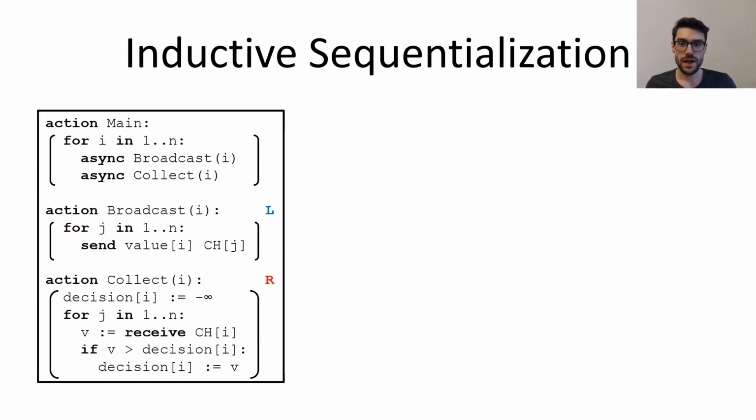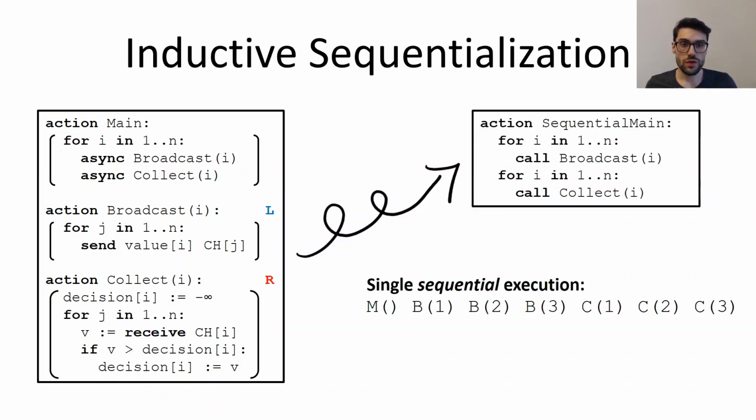Now that our program consists of coarse-grained atomic actions, there are two important observations. First, these actions again have mover types. Concretely, action broadcast is a left mover and action collect is a right mover. And second, while this program has fewer interleavings, it is still concurrent and has many interleavings between the broadcast and collect operations.